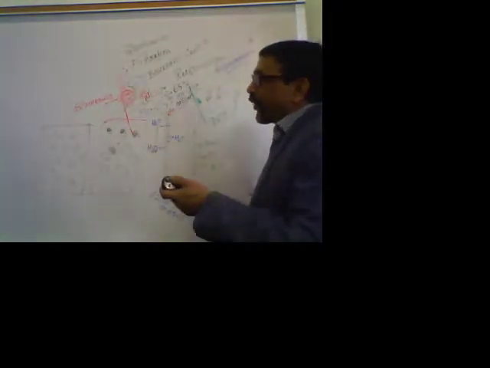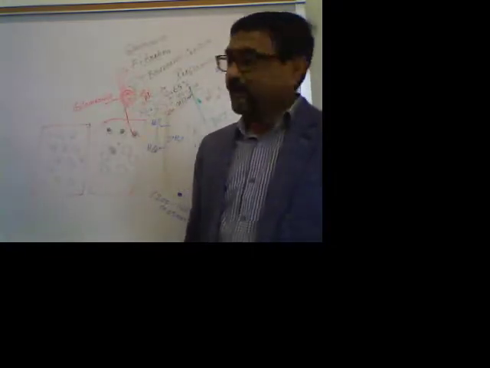So when the fluid is passing through the distal convoluted tubule, what does aldosterone do? Aldosterone helps in the reabsorption of sodium. So in this part, sodium reabsorption occurs with the help of what? The hormone. Which hormone?